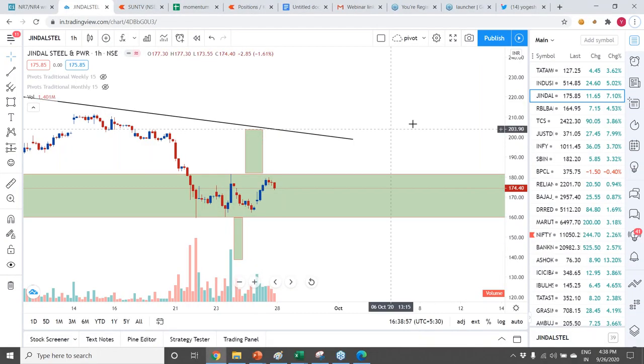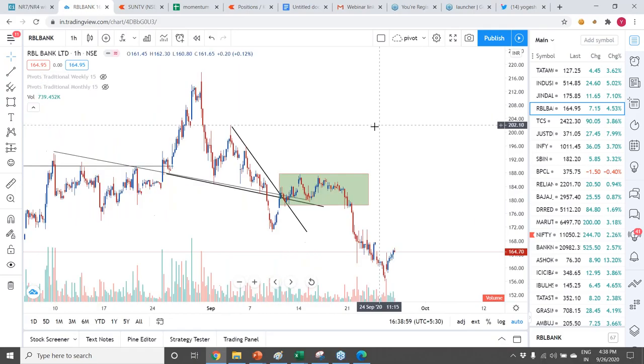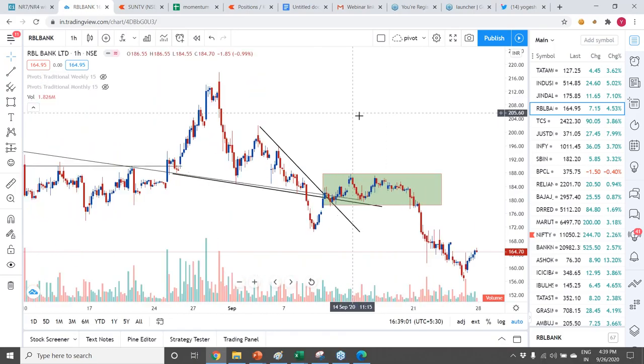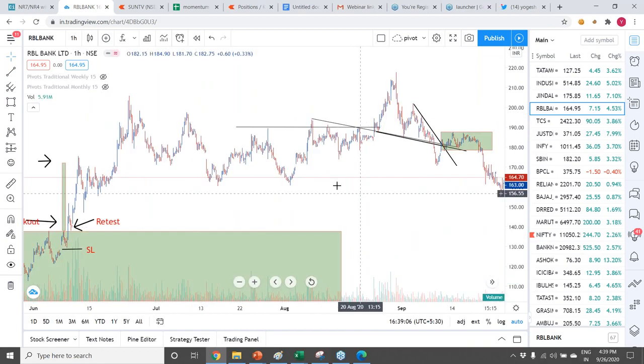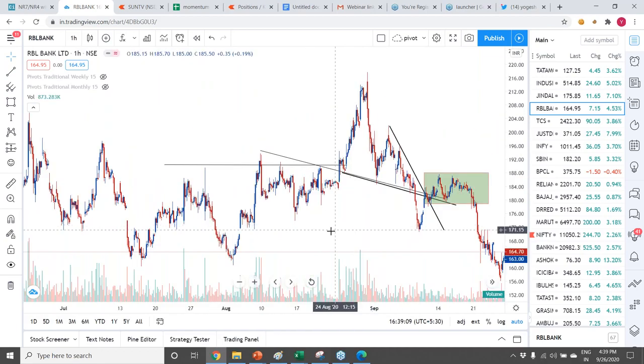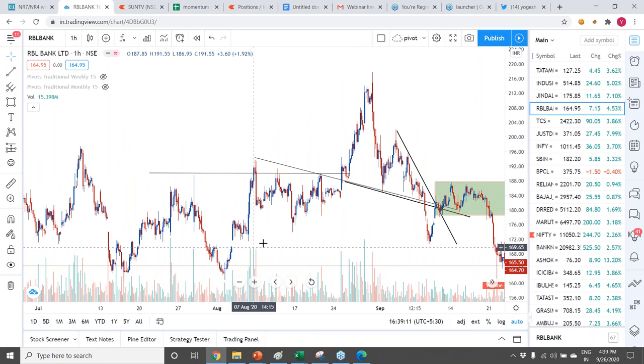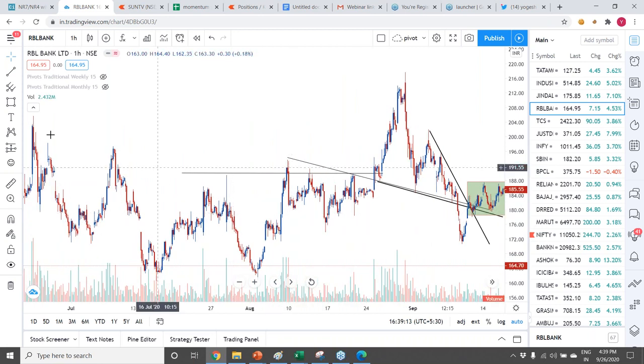Now let's see a few more examples. Let me look at a false breakdown also.